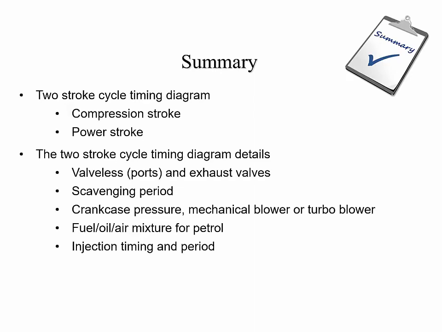So, in summary of this presentation, we've looked at the two-stroke engine, the different types of two-stroke engines. We looked at the two-stroke cycle timing diagram, which consists of a compression stroke and a power stroke. In a little bit more detail, we looked at the valveless engine, where there's only ports, inlet ports and exhaust ports. And then we looked at the more modern versions of these engines, where there's inlet ports and exhaust valves. Where these ports or valves are open at the same time, we have a scavenging period. Crankcase pressure, mechanical blower or a turbo blower is used to force the fresh air or fuel air mixture into the cylinder when the inlet ports are opened.